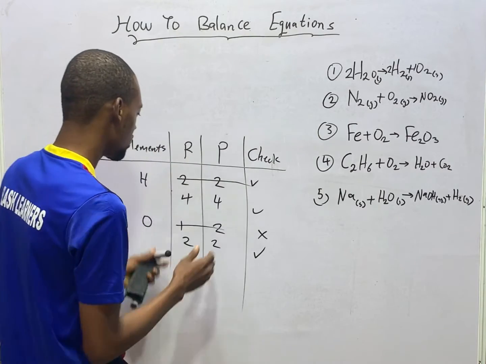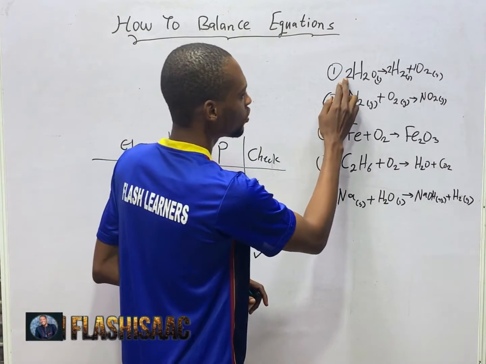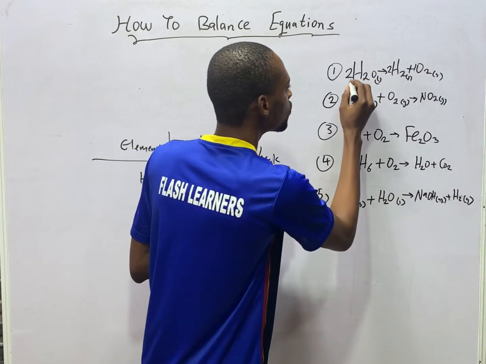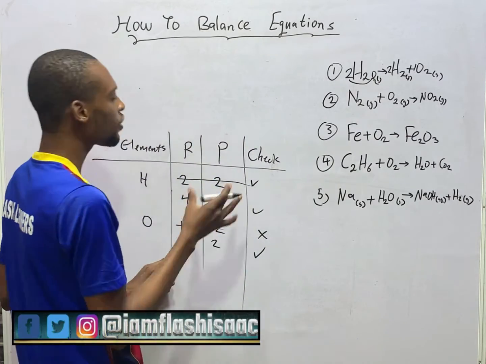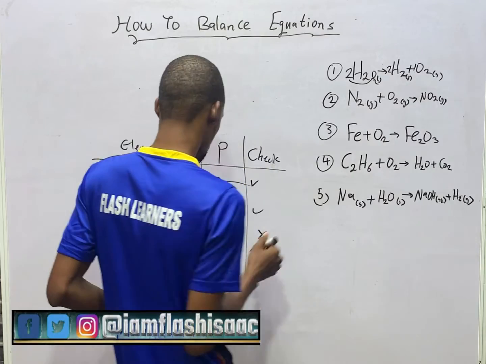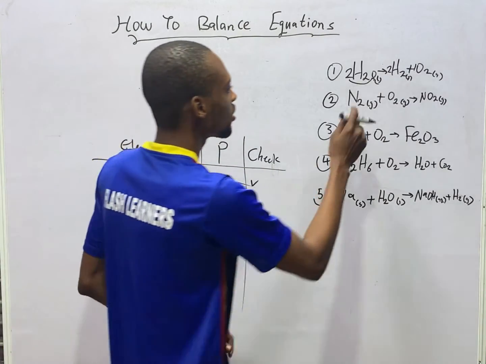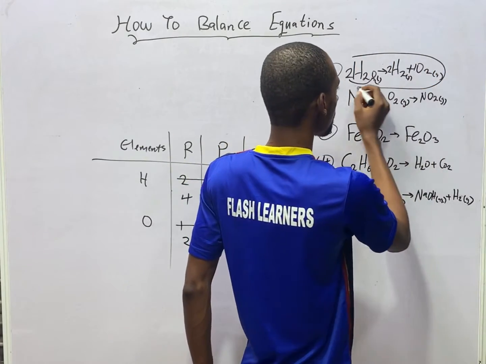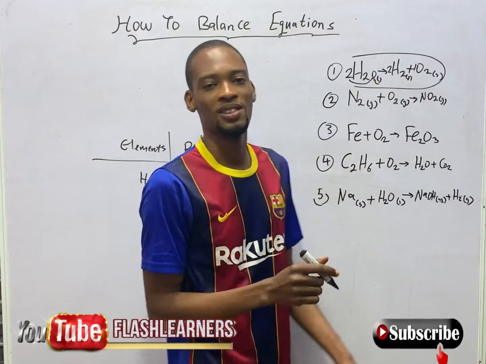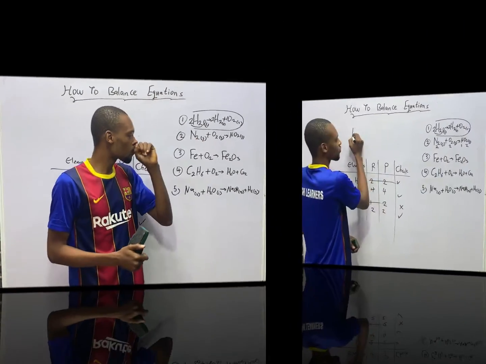So hydrogen is balanced. Now let's see oxygen. 2 times O or 2 times 1, 2. So oxygen is 2. In the product side, how many do we have? O2. That's also 2. So this equation is balanced. So this is the correct form of the equation. 2H2O to give us 2H2 plus O2. Simple, right?